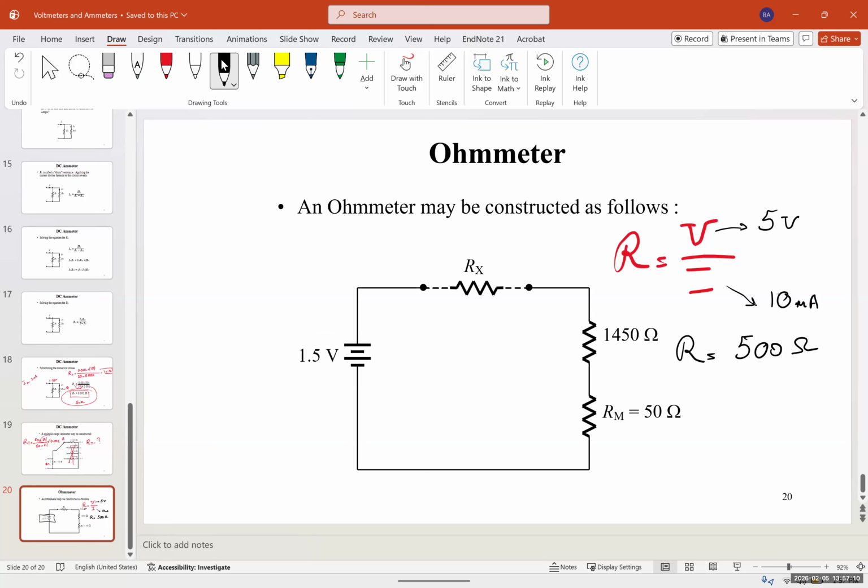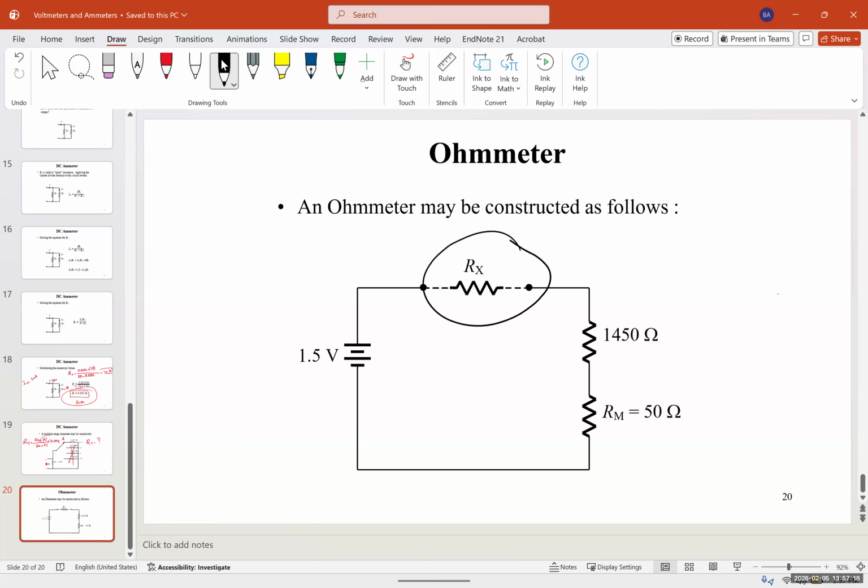Now, let me give you an example of this. For this particular system, this is the unknown resistor. Rx is the unknown resistor, the resistor that we want to measure. This is RS, perfect. RS, for example, and that is RM.